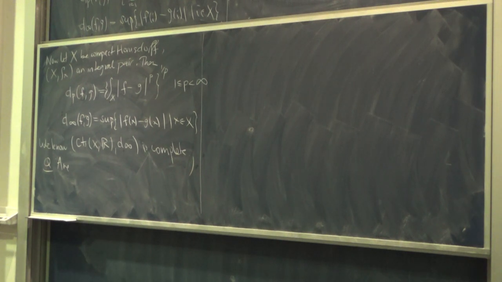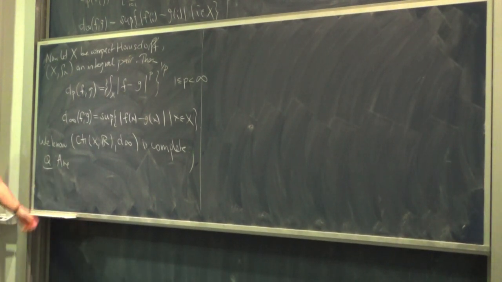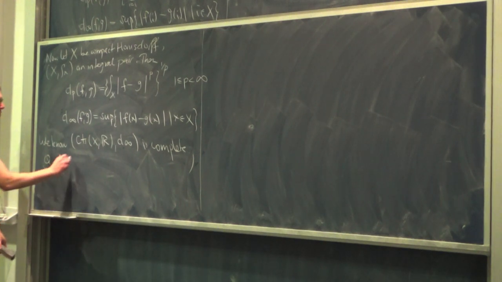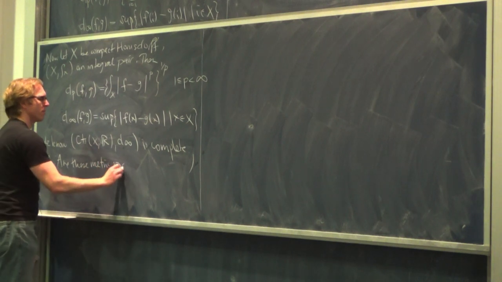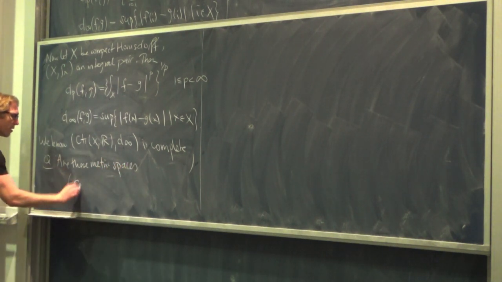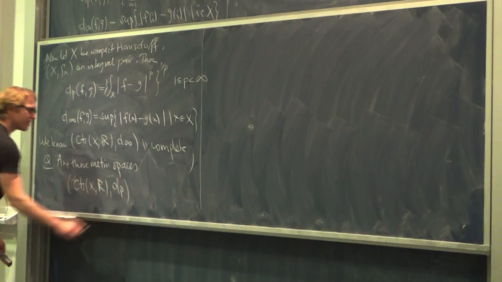So that means we have metric spaces, one for every p between 1 and infinity. Now, in the case where X is finite, all those metric spaces are equivalent. That is, they're Lipschitz equivalent. So we can ask, you know, does this metric space depend on p?